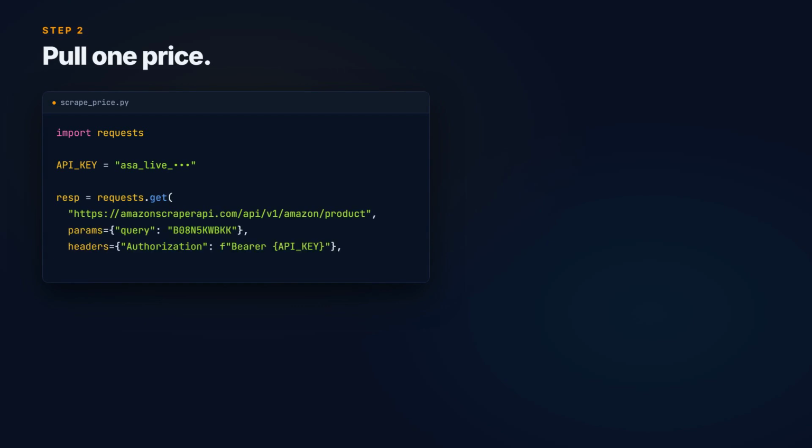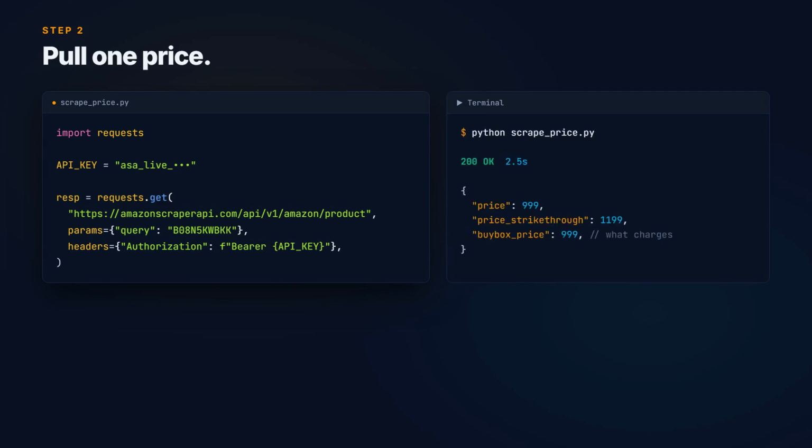Now, let's pull a price. It's a GET request to /v1/amazon/product. You pass the ASIN as a query parameter and your key in the authorization header. About 2.5 seconds later, you've got JSON.